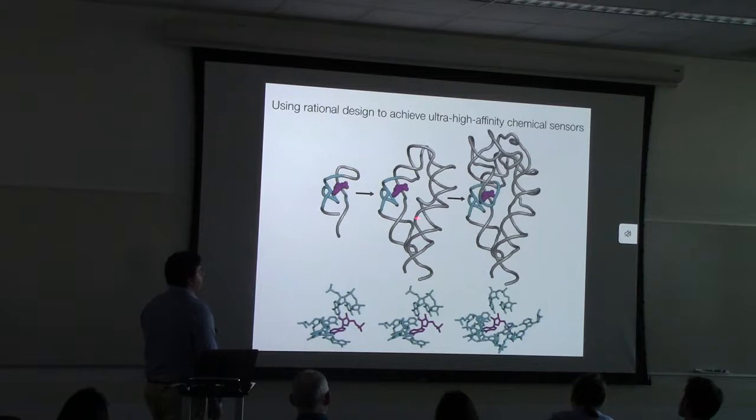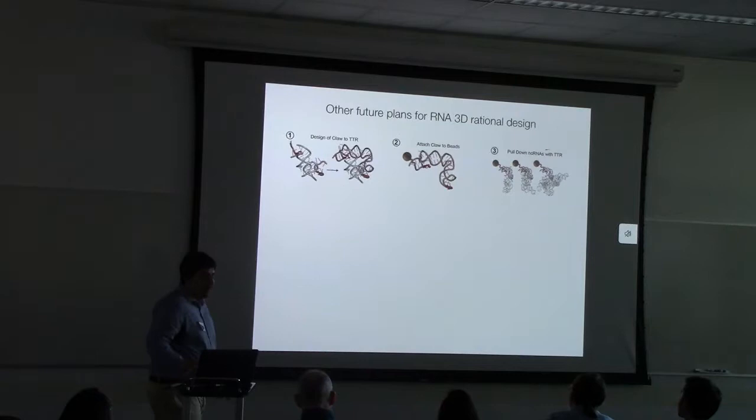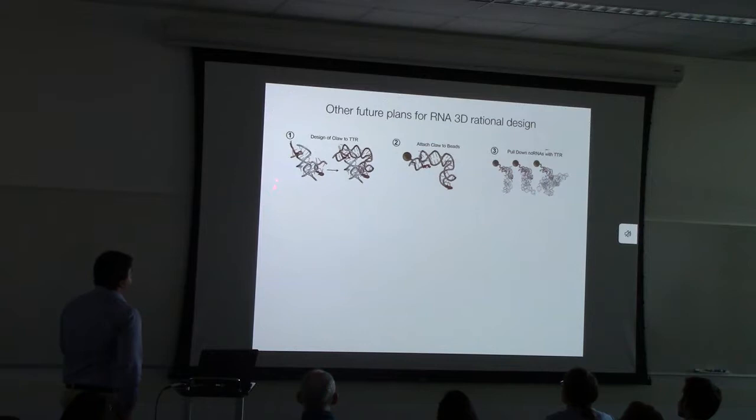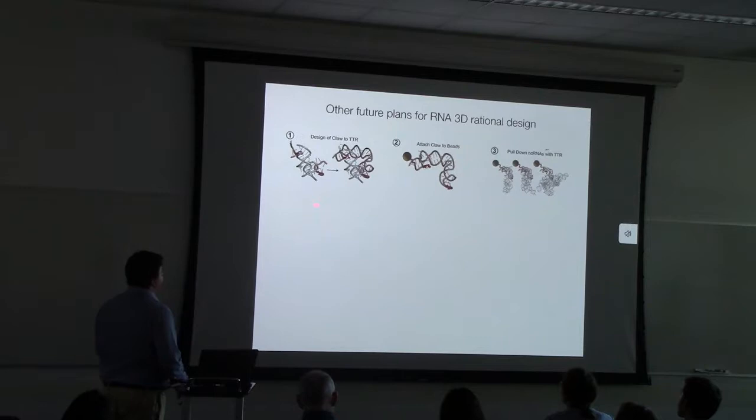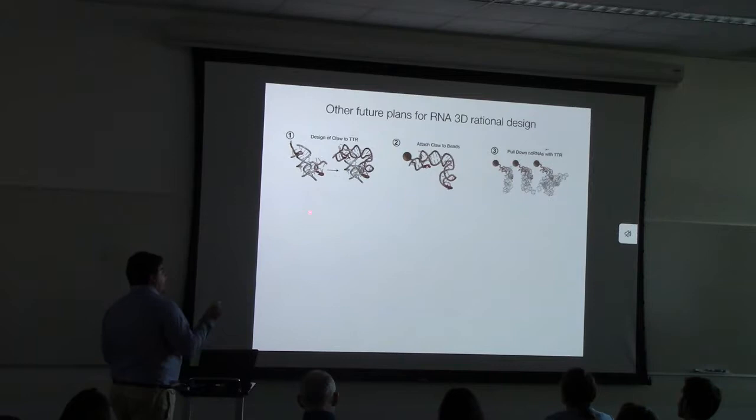using rational design. So here's a mock-up model of the binding pocket. I'm suggesting adding new residues that can come in. So that's one project. I'm also thinking of creating these little claws, using A minor interactions to recognize specific motifs. For example, this tetraloop receptor again. There's tons of tetraloop receptors throughout these non-coding RNAs. So here would be a way to, if you connect all these A minor interactions into a single RNA, you can attach them to beads and pull down all RNAs that have this shape.